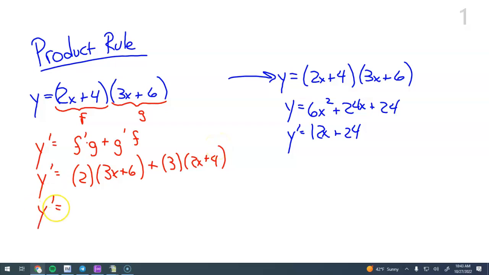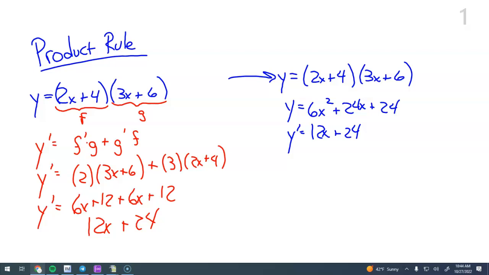Well, if I did this right and the product rule works, when I simplify all this, I better get this, right? This is doing it the long way. I'm trying to make sure my product rule works. So if I distribute here, I get 6x plus 12. If I distribute there, I get 6x plus 12. So what do I get? 12x plus 24. So the product rule does work.